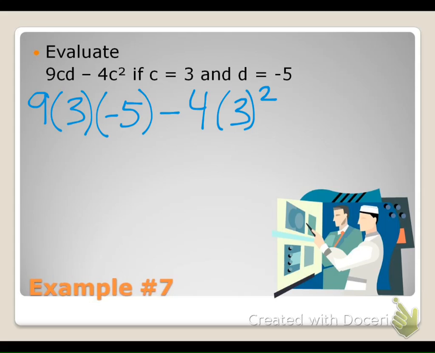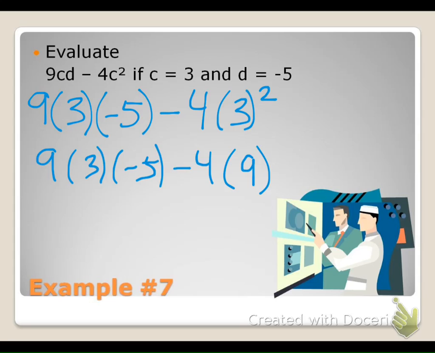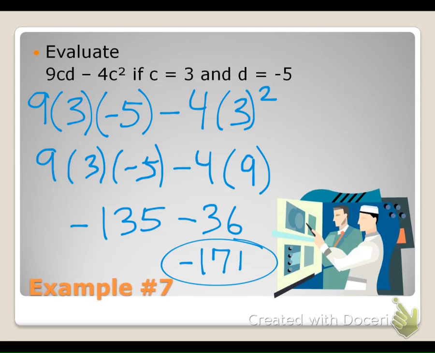Now what? 3 squared. 3 squared, good. Good old order of operations. What is 3 squared? 9, wonderful. Next we would multiply. You can actually multiply the 9, the 3, and the -5 all at once. What would you get? 135. Minus, we can do this one at the same time. 36. Giving me a final answer of? 171. What are your questions on this?